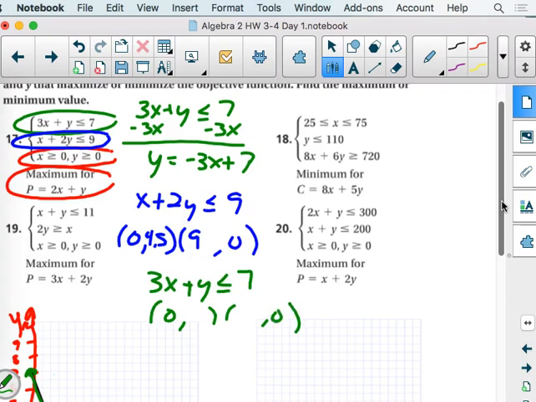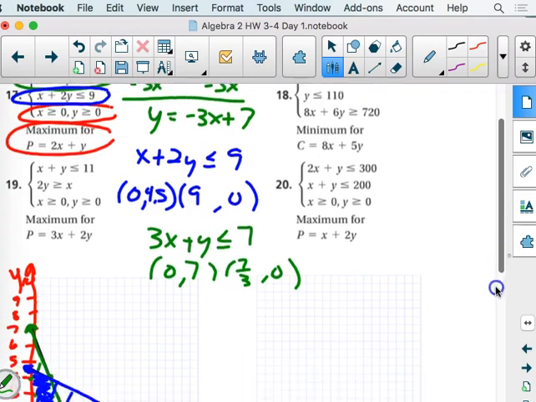So if I put a 0 in for x, it's going to be 7 for y. And if I put a 0 in for y, it's actually going to be 7/3. So 7/3, that's 2 1/3. So it wasn't quite 2 1/2. It was 2 1/3. Now I will fix that.